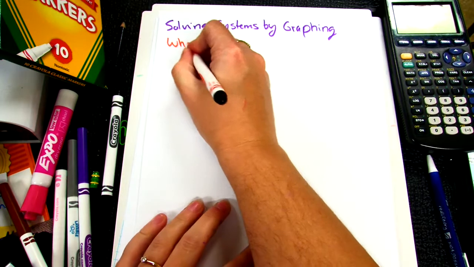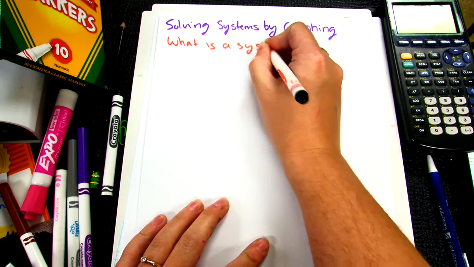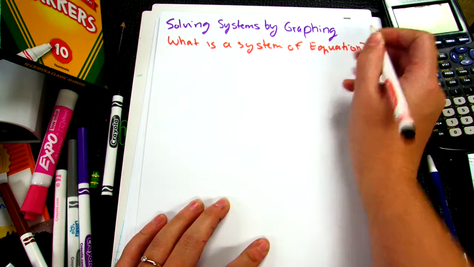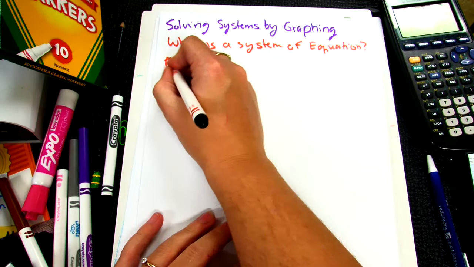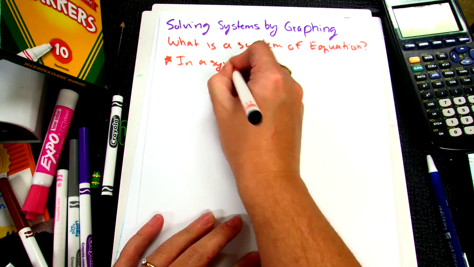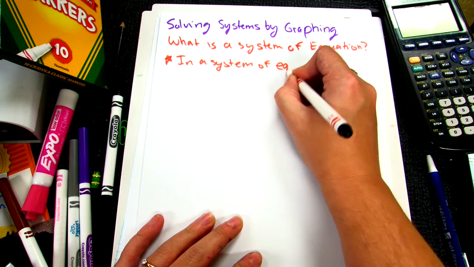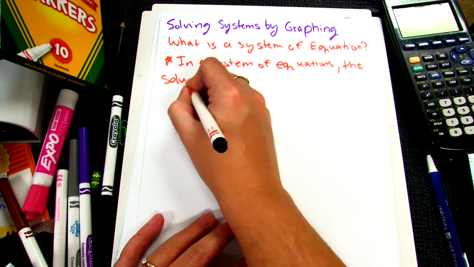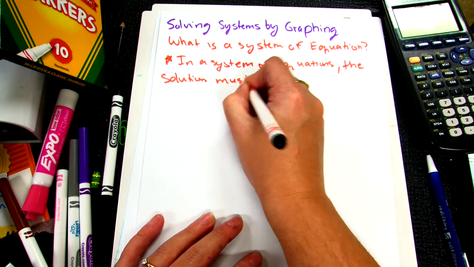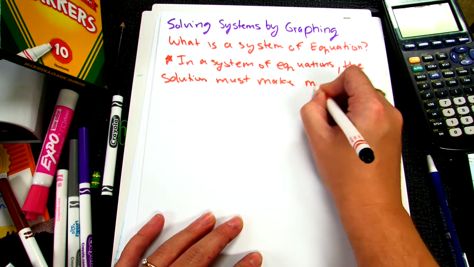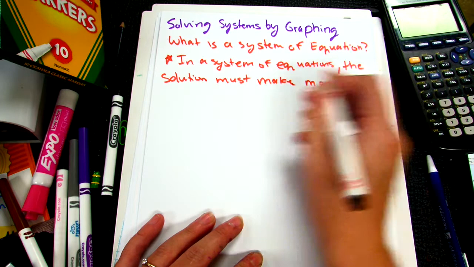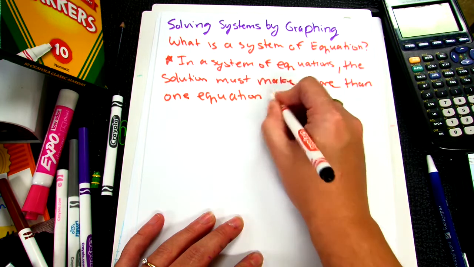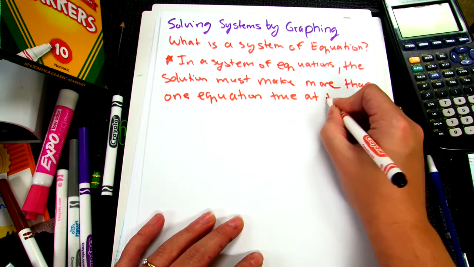What is a system of equations? What does that even mean? Okay, so the answer is that in a system of equations, the solution must make more than one equation true at the same time.